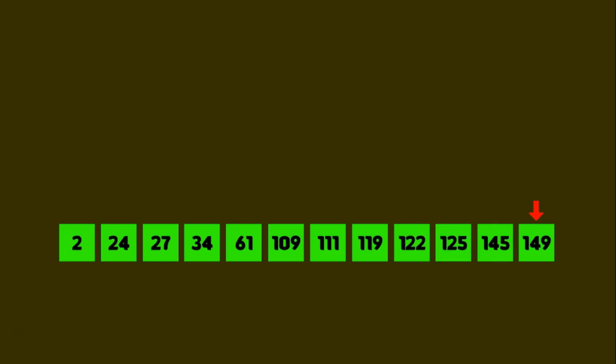So accordingly we see that the elements are now arranged in the proper ascending order with the gap sequence formula, like the gap sequence algorithm, which is the shell sort algorithm. So you can say now the elements are properly in sorted ascending order with 2, 24, 27, 34, 61, 109, 111, 119, 122, and next comes 125, and after that comes 145, and later we get 149. So we have our sorted elements with respect to the shell sort algorithm.